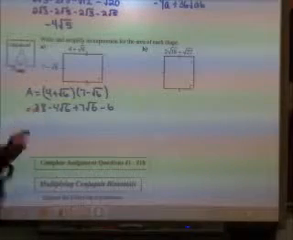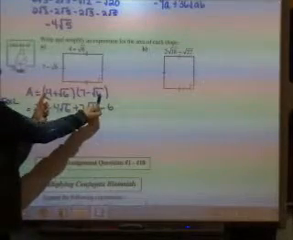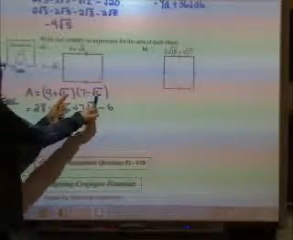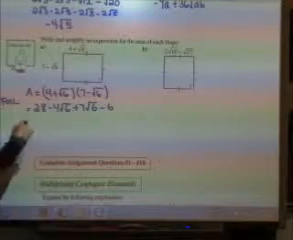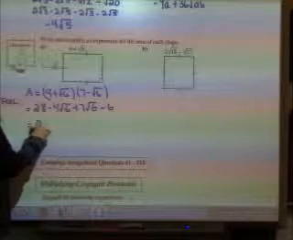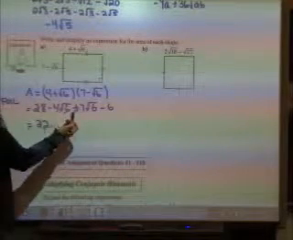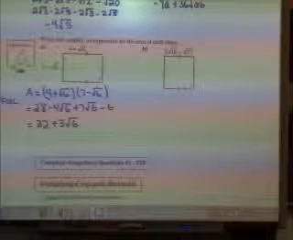We also call this FOIL. Multiply the first terms, the outside terms, the inside, and the last. But really, FOIL is using the distributive property. Collect my like terms. 28 minus 6 is 22. Negative 4 root 6 and 7 root 6 gives me 3 root 6.